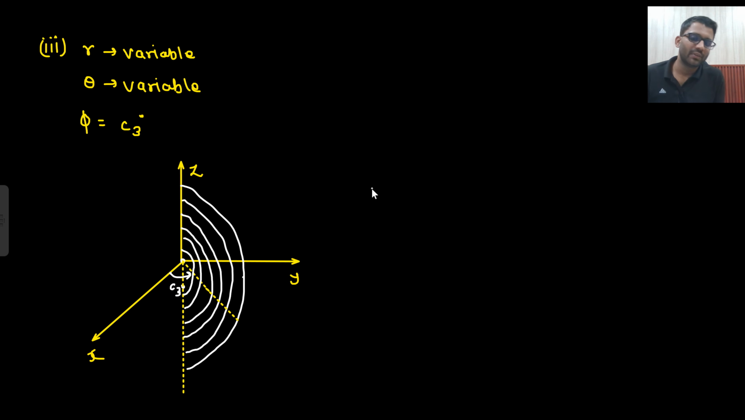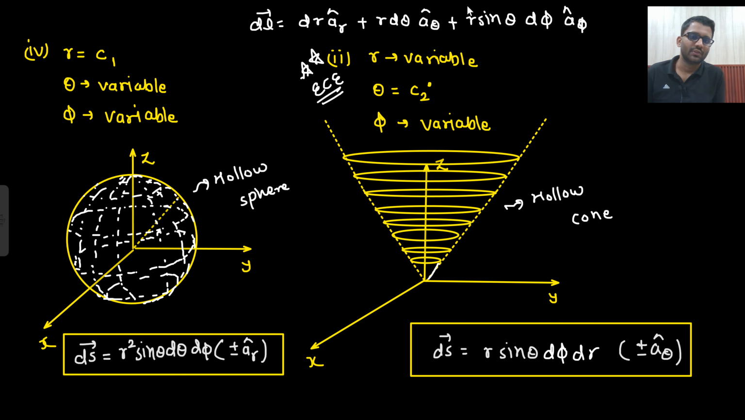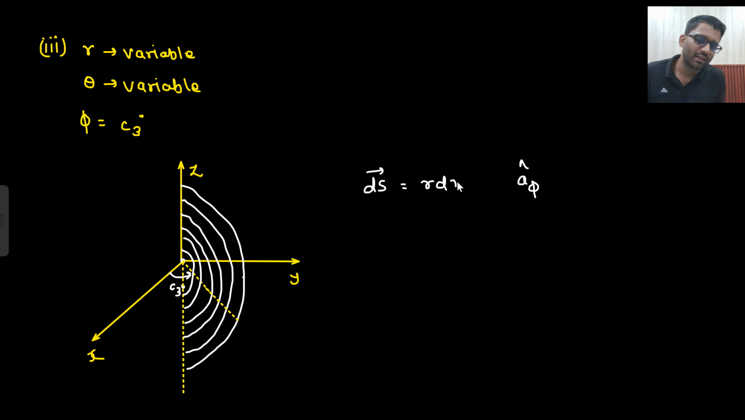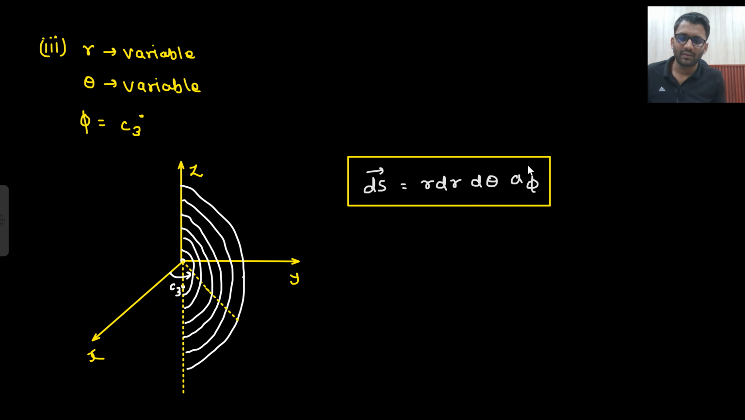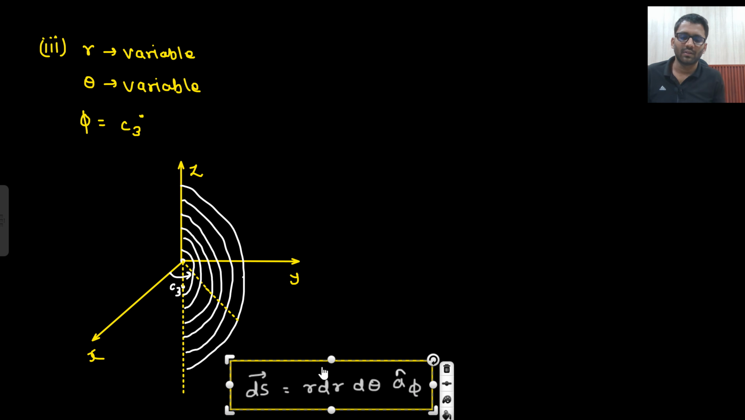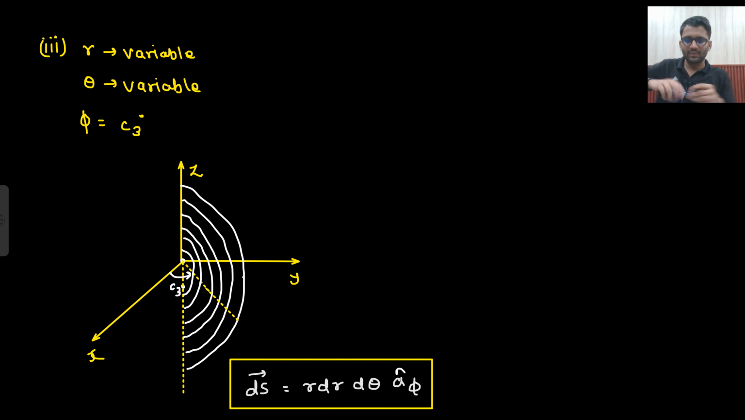And here if I need to write down the small area, phi is fixed. So a phi is fixed. What is the length? This is the length. Forget about this. These all will come. r dr d theta. So this will be my r dr d theta a phi cap. So this I can write down here. So this will be your ds. Okay.